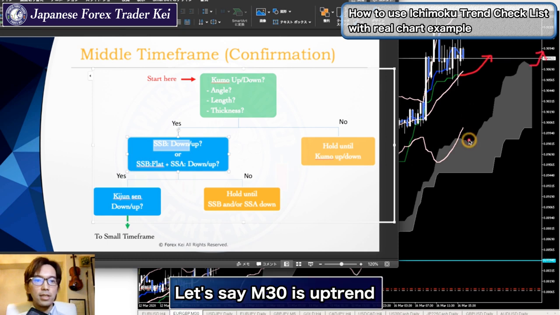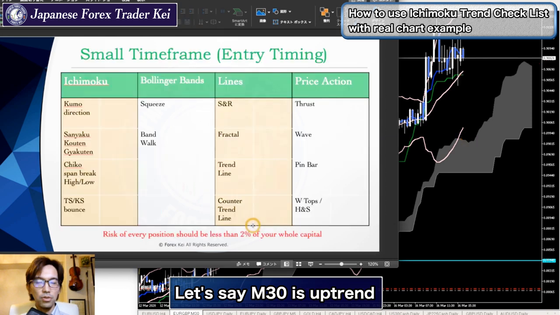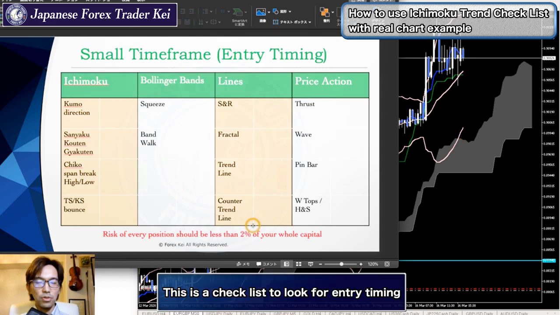Then in that case, you go down to lower time frames, even lower time frames like 15 or 5, to capture the entry timing. This is a checklist for the entry timing, and these are the major instruments that I usually use to take trades. So yeah, there are many things here, but these are pretty basics, right?